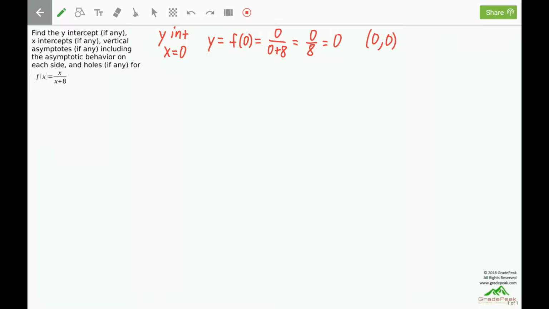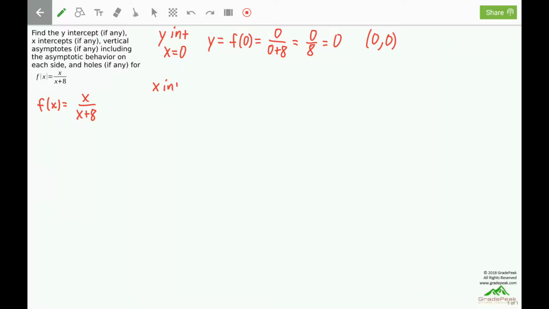The remaining parts are found by taking the function, completely factoring the numerator and the denominator. There's nothing that can factor. And then canceling any common factors. There's no factors that can cancel.